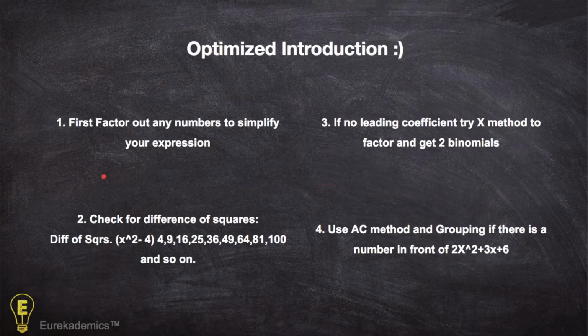So first, when you see a polynomial in your homework, you're going to factor out any numbers to simplify your expression. Then you're going to check for the difference of squares business. And that's going to be something like x squared minus 4, minus 9, 16, 25, 36, 49, 64, 81, 100, and so on. And these are your perfect squares.